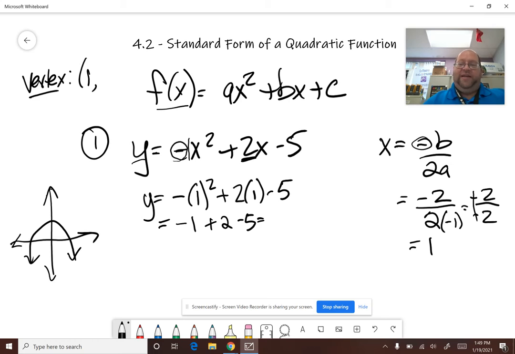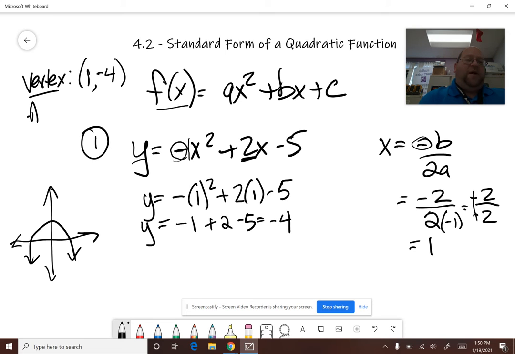Okay, so what do I end up with? I end up with negative 1 plus 2 equals 1. 1 minus 5 is negative 4. So this is my y coordinate in my vertex. So there's my vertex. And remember, once I have the vertex, really I have everything I need in order to be able to solve everything else.